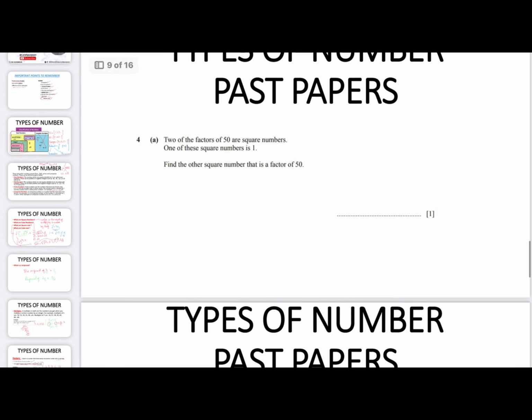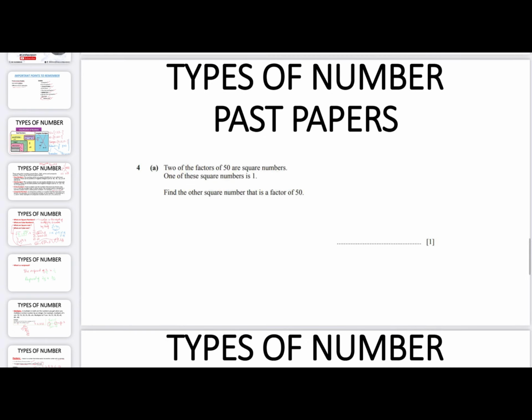Now moving towards some questions. I hope everything is clear right now, no confusion. Now moving towards the past paper questions. These are all recent past paper questions, not really old past papers. So you need to understand the basic concept of these questions.